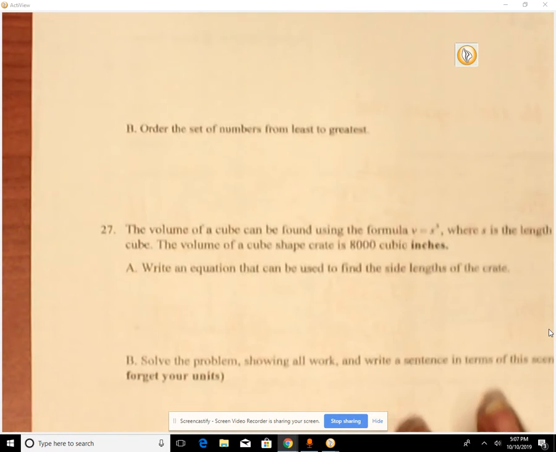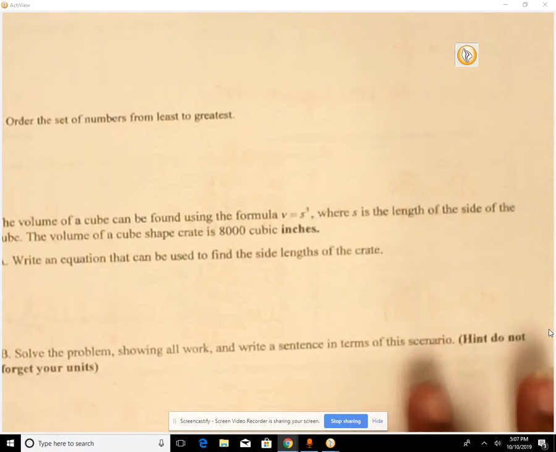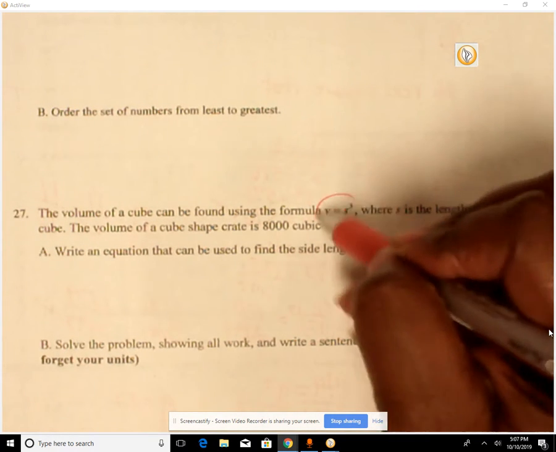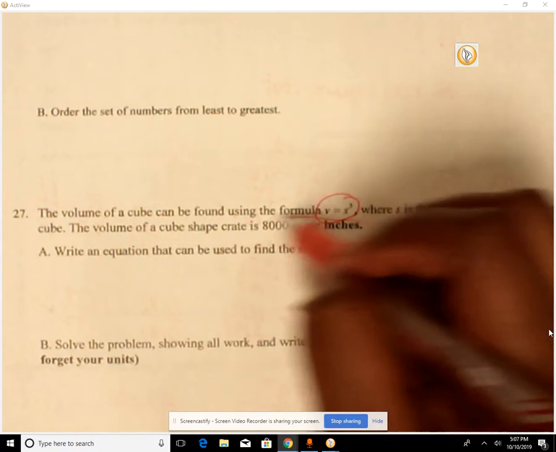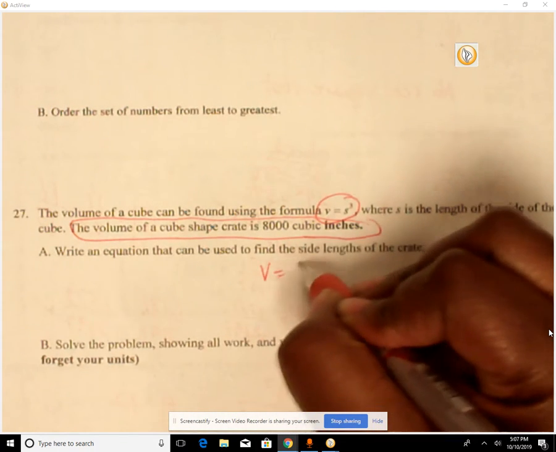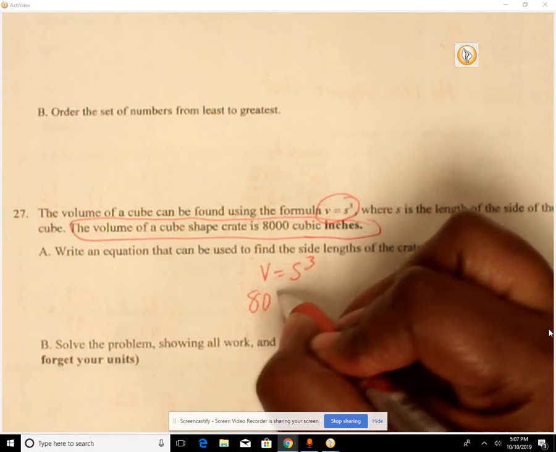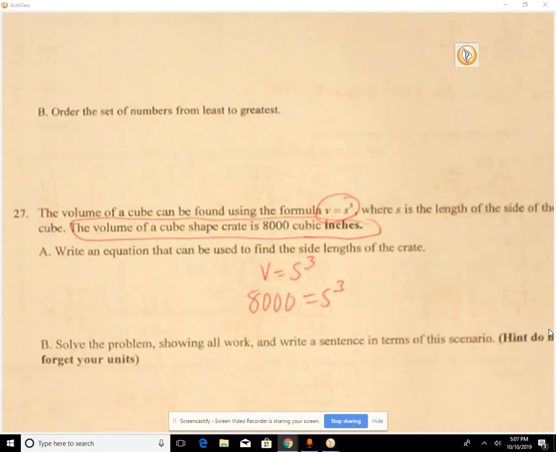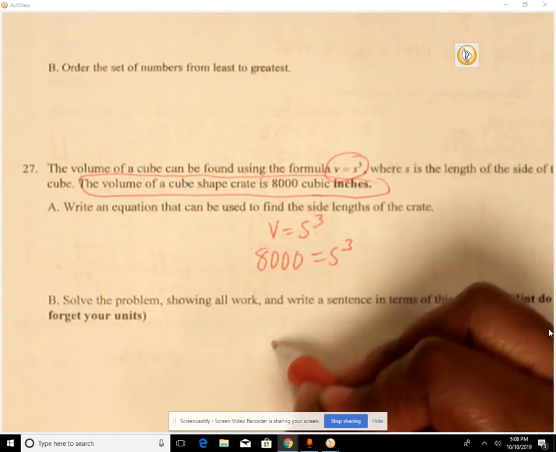Let's go down here to 27, because y'all have a lot of problems with 27. It says write an equation using this, and they tell you that the volume is 8,000. So where I have the V, I'm going to replace that with 8,000. And that's the answer for A. That is writing an equation. It has an equal sign and an operation. Now we just need to solve.